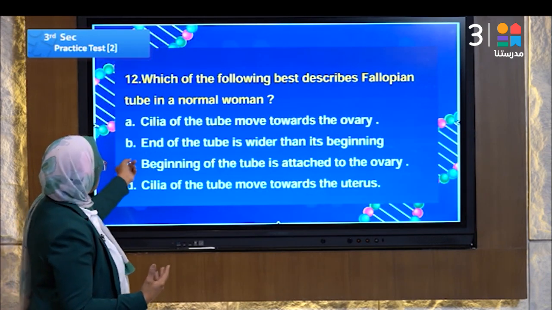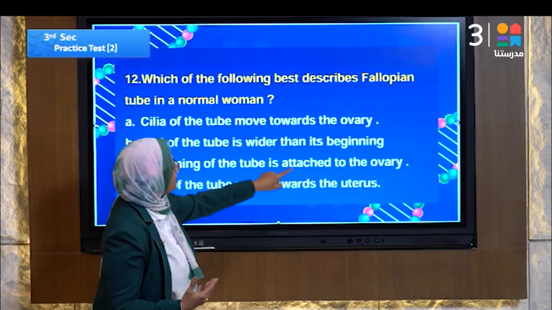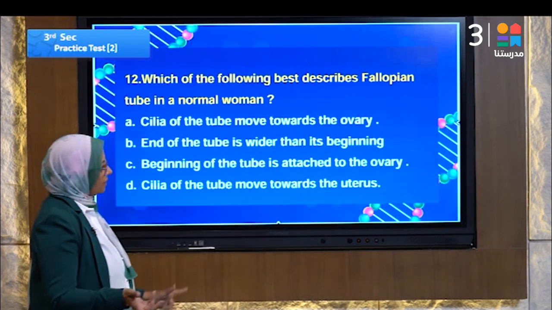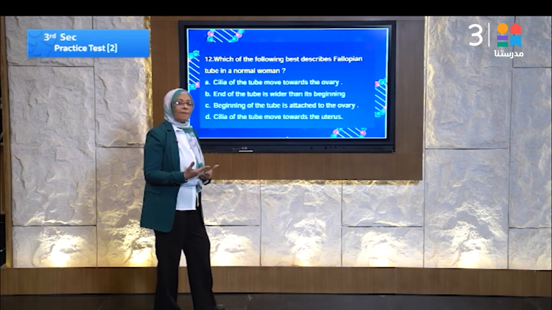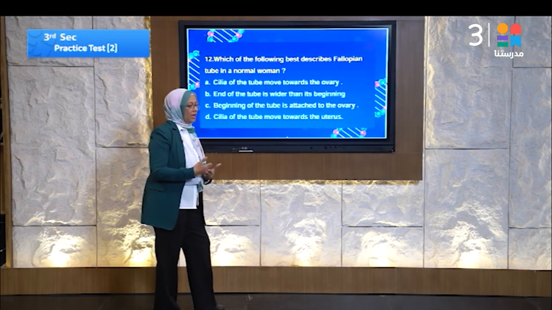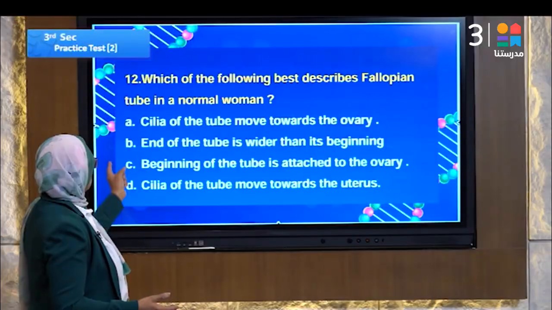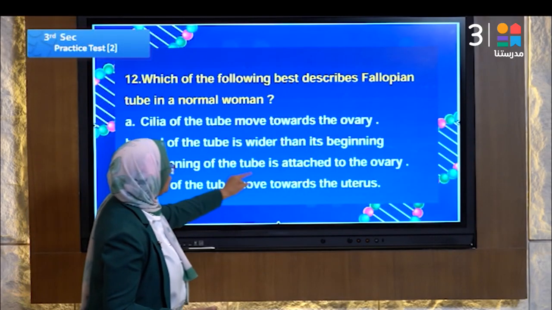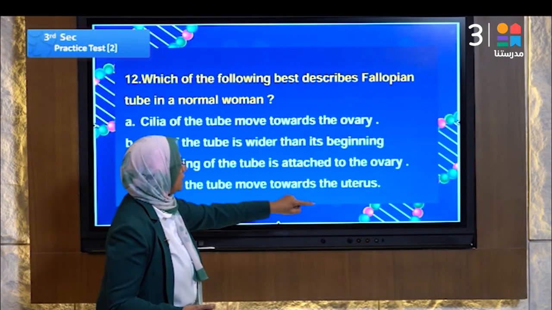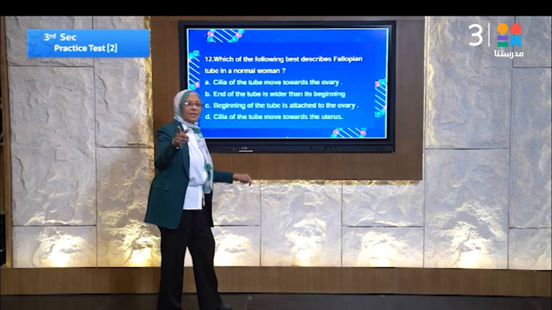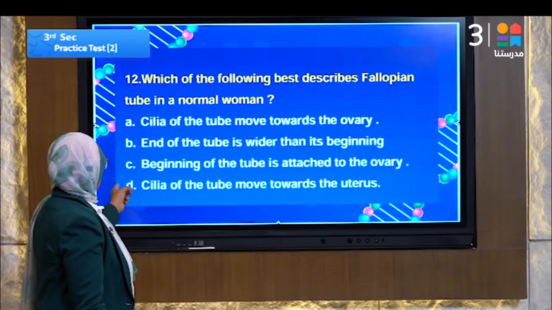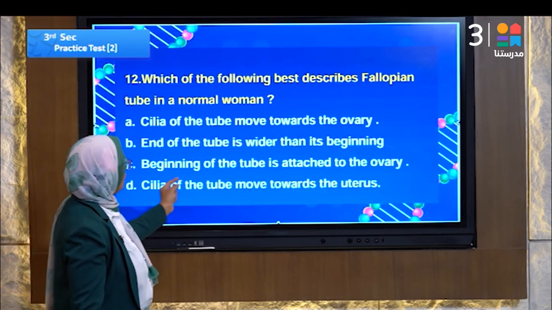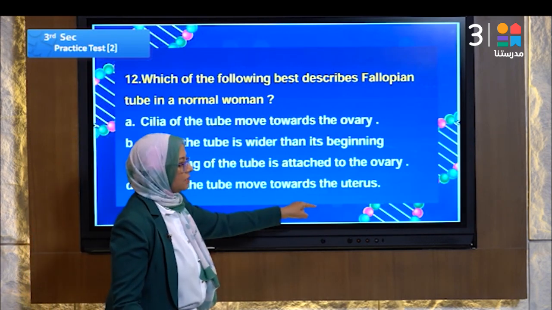B, the end of the tube is wider than the beginning. End of the tube, no. The end of the tube leads inside the uterus. It will not become wider. C, beginning of the tube is attached to the ovary. Beginning, no. The beginning is at the ovary, not attached. D, cilia of the tube move toward the uterus.